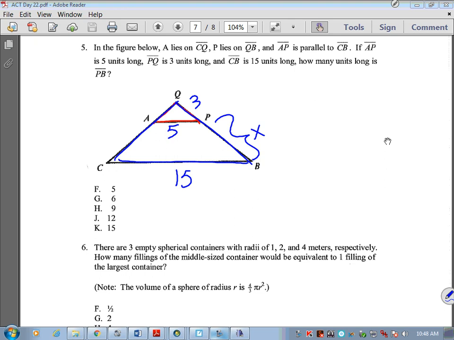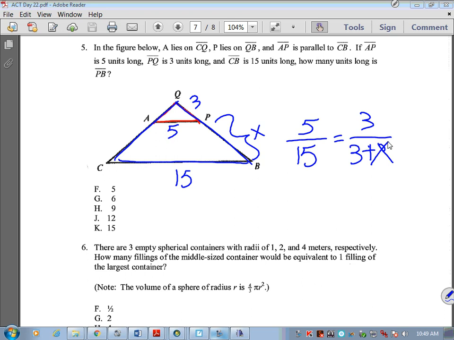So if I set this up, I'm doing 5 over 15, but I'm not doing 3 over x. Did you do 3 over x? This is not the entire length of that side. If I'm going to do 3, I have to do 3 over 3 plus x, because QB is that entire side.